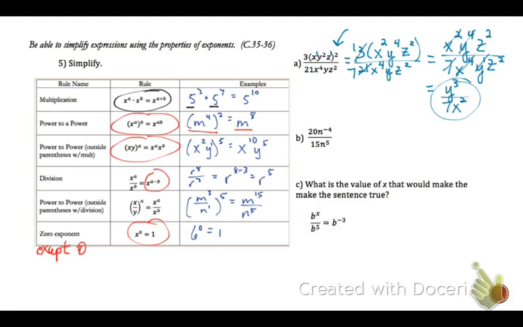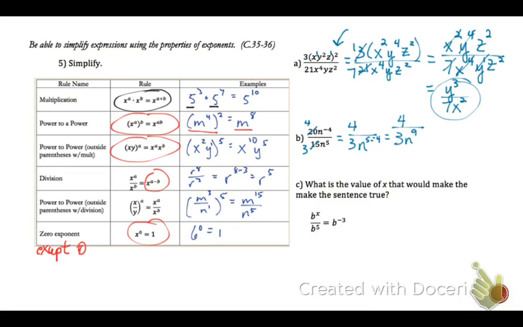Now with problem B, I can start by simplifying my numbers. So I can divide 20 and 15 both by 5. So I get 4 and 3. I'm dividing so I can subtract my exponents. So I'll take the bigger one minus the smaller. I'll show you what I'm going to do here. 5 minus a negative 4. So I will get 4 over 3 times n to the 9th.